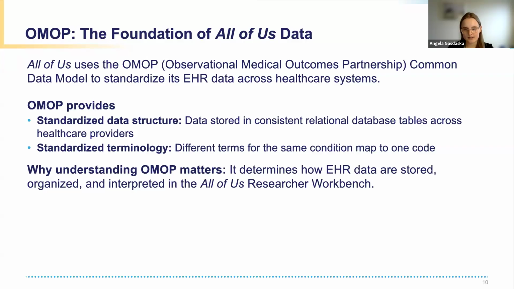And each table also has standardized fields. So a diagnosis from Kaiser Permanente and a diagnosis from the Mayo Clinic are going to be stored in the same table in the same format. The second key thing that OMOP provides is standardized medical terminology. Different healthcare systems use different local terms for the same condition, so OMOP maps all of those local terms to one standardized term.